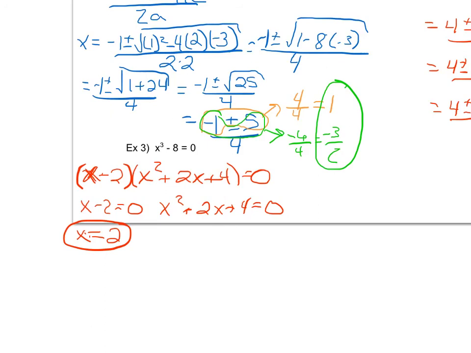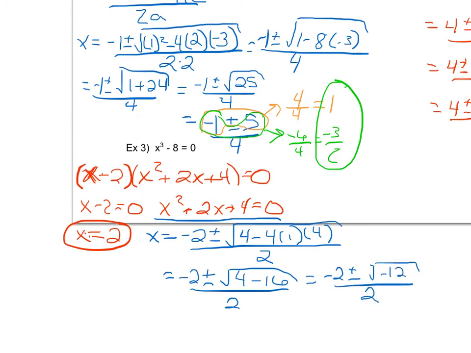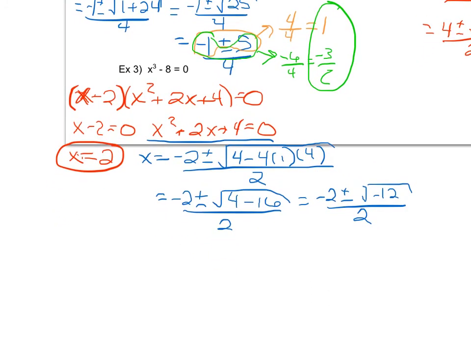We can use the quadratic formula with it and say that for this piece, x equals -b plus or minus the square root of b squared, which 2 squared becomes 4, minus 4 times a times c all over 2 times a, where my a is 1, giving me -2 plus or minus the square root of 4 minus 16 all over 2, which is going to give me -2 plus or minus the square root of, again, -12 all over 2.